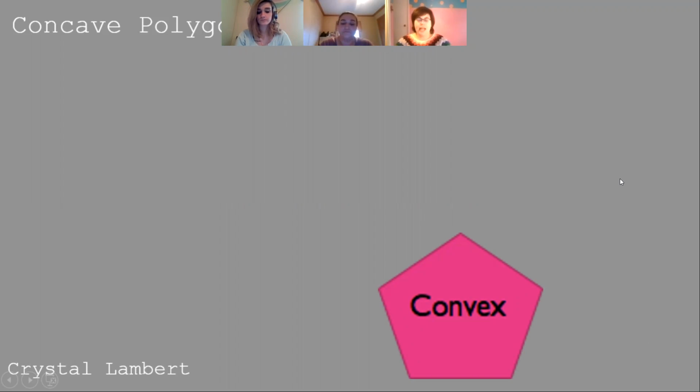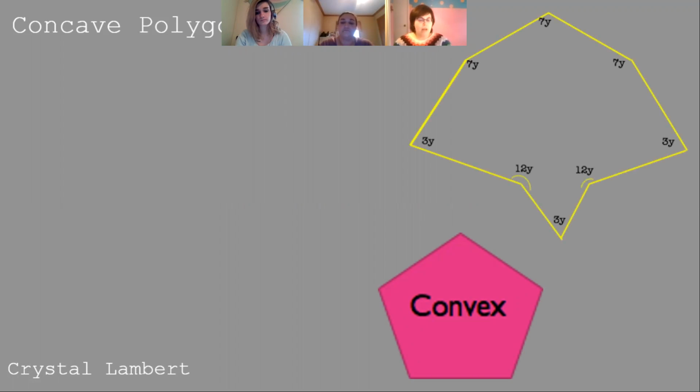Next, we're going to look at a concave polygon. And that's what our problem actually is, a concave polygon. Some of the angles, and it doesn't have to be all of them, but you may have one or two, point toward the inside of our polygon.